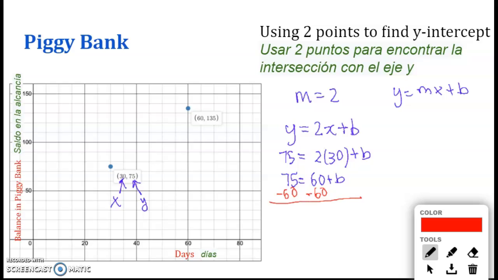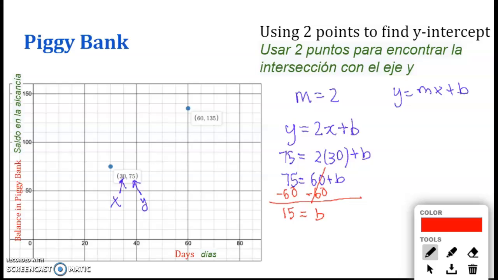And 60 minus 60 becomes 0. So it disappears. It goes away. So on the right-hand side of the equal sign, you are just left with b on the right-hand side. 75 minus 60 is 15. Okay. So then we just figured out b to be 15.